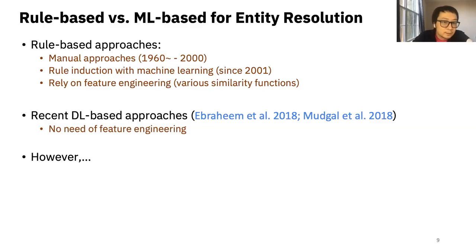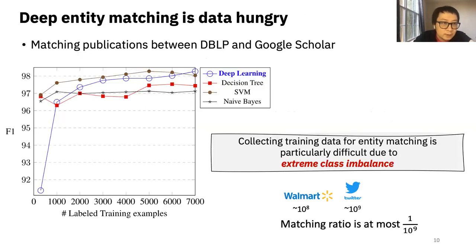And recently, in the last couple of years, deep learning has been used to solve this problem. One of the benefits of deep learning is that there's no need to do feature engineering. So this is very attractive. However, deep learning is known for being data hungry, right?